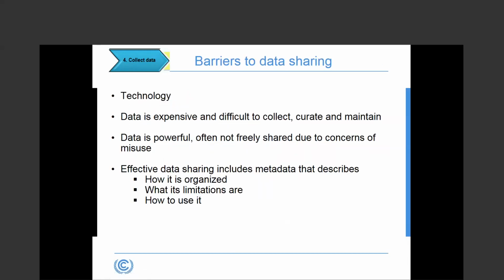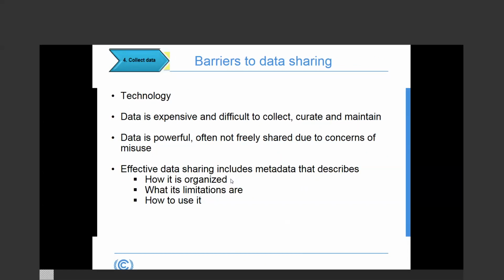Of course, there are barriers to data sharing. It's not a secret. Those barriers could include technology, the expenses to collect the data, or the expenses spent on collecting and maintaining the data. Data is powerful. Often it's not freely shared due to concerns of misuse or confidentiality. Remember that effective data sharing includes metadata and describes how the data is organized, what its limitations are, and how to use it. Next slide, please.